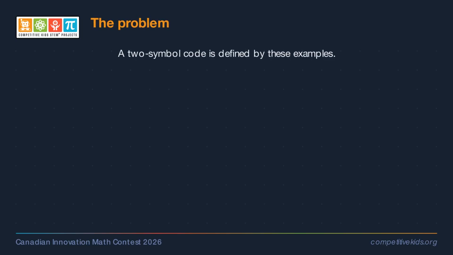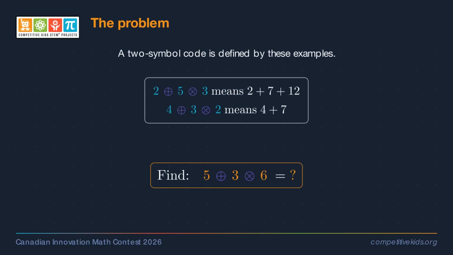Here is a new code. It uses two symbols. We have two clues. 2 plus 5 times 3 means 2 plus 7 plus 12, and 4 plus 3 times 2 means 4 plus 7. Now find. 5 plus 3 times 6 equals what?